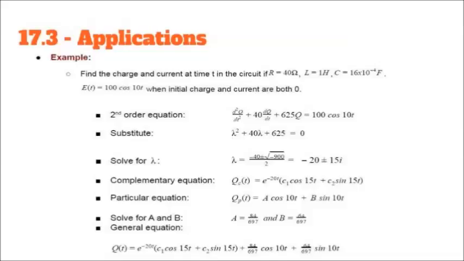The particular equation is q particular t is equal to a cosine 10t plus b sine 10t. Then we solve for a and b, and a is equal to 84 over 697, and b is equal to 64 over 697. And then the general equation is q of t is equal to e to the negative 20t times c1 cosine 15t plus c2 sine 15t plus 84 over 697 cosine 10t plus 64 over 697 sine 10t.